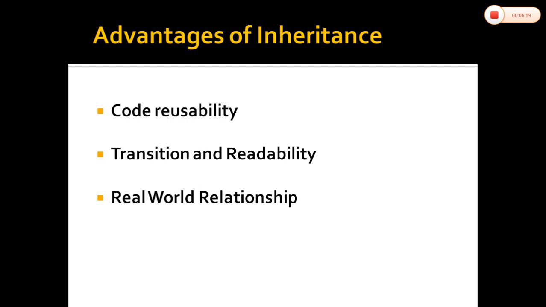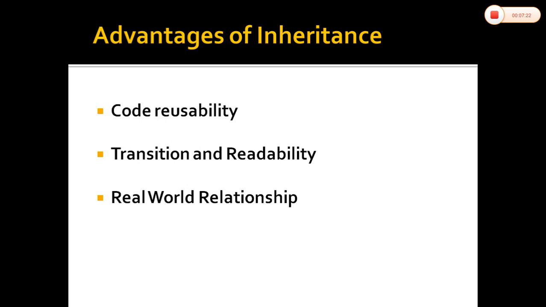And it also has a real world relationship in terms of objects. Objects will have a real world relationship in terms of the various classes which we define and inherit. And this is the basic introduction about inheritance. So inheritance is accessing the values, properties and methods from the base class to the derived class.